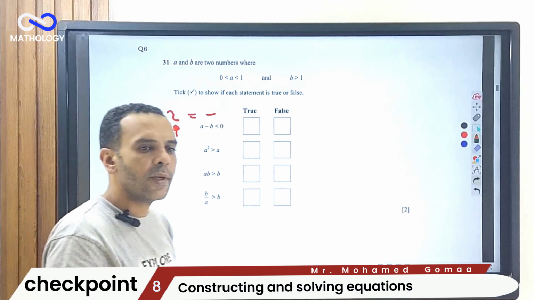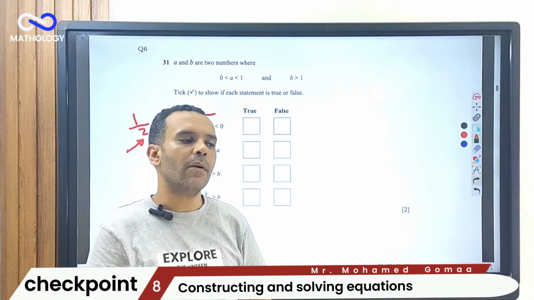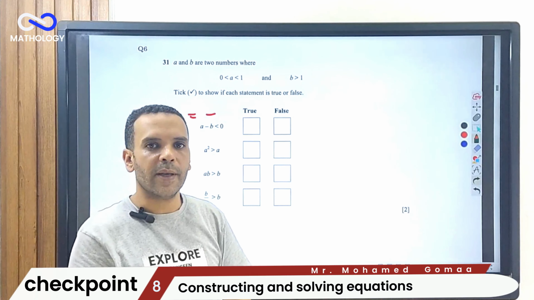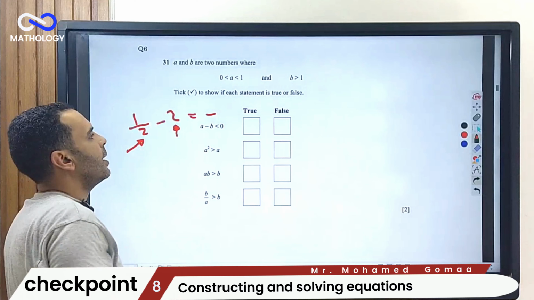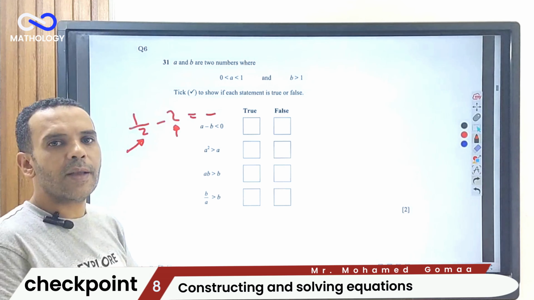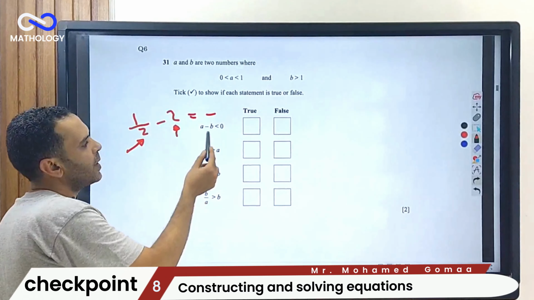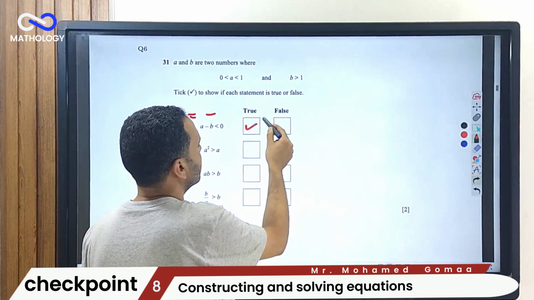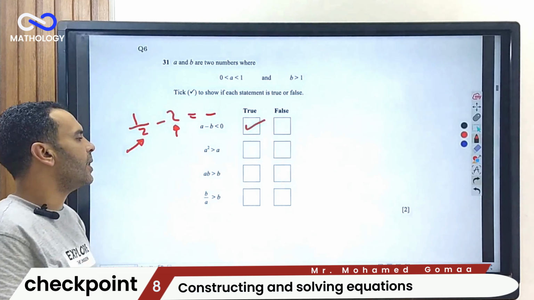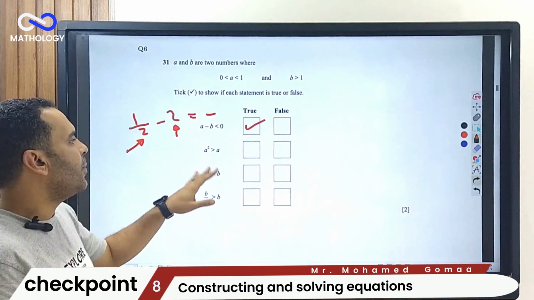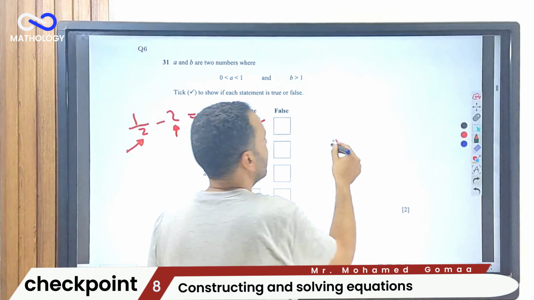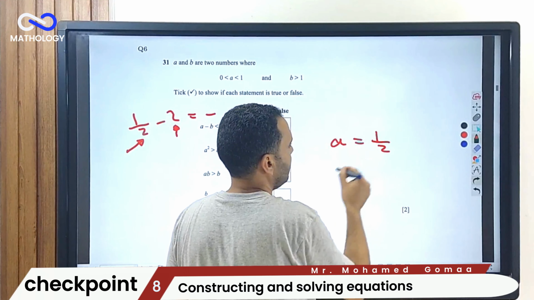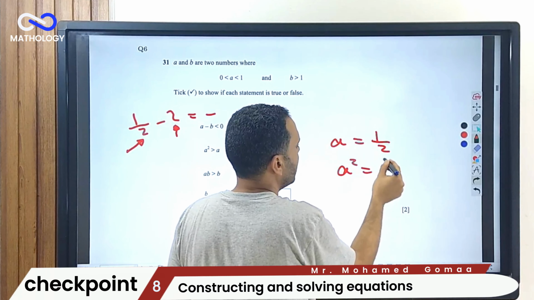All the positive numbers are greater than 0 and all the negative numbers are smaller than 0. This operation always gives us negative numbers. So a minus b smaller than 0, it's true, because we have a negative answer. a power 2 greater than a. Suppose that a equals half. a power 2 will be 1 over 4.